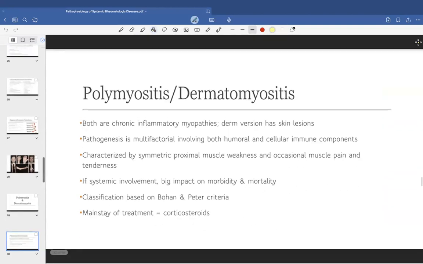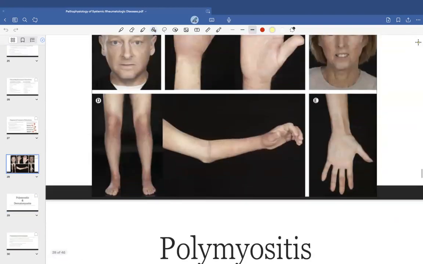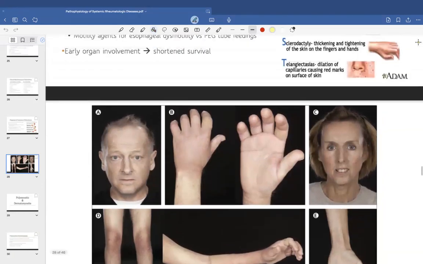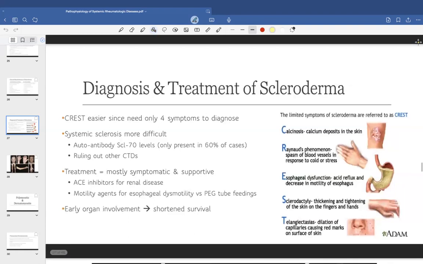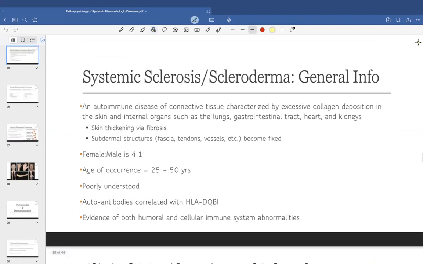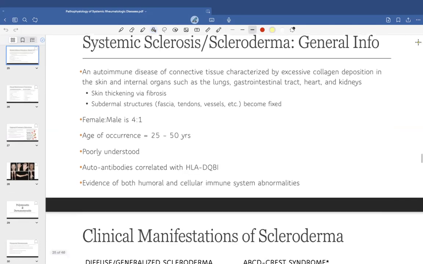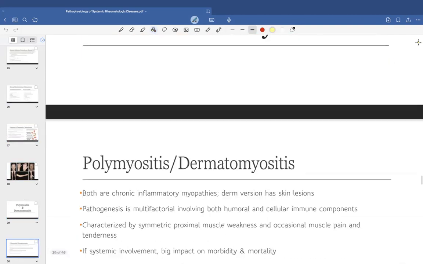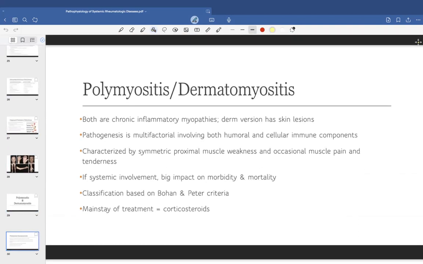But again, from a pathophysiologic standpoint, I stick to the fact that this is autoantibodies with HLA-DQB1, and both humoral and cellular immune systems are involved. All right, polymyositis and dermatomyositis. Poly is muscle inflammation. So dermatomyositis, skin plus muscle inflammation. So these two are very similar. One involves the skin, one doesn't.